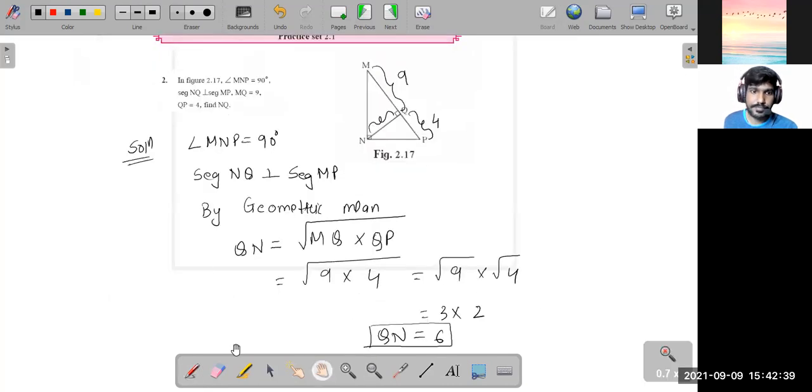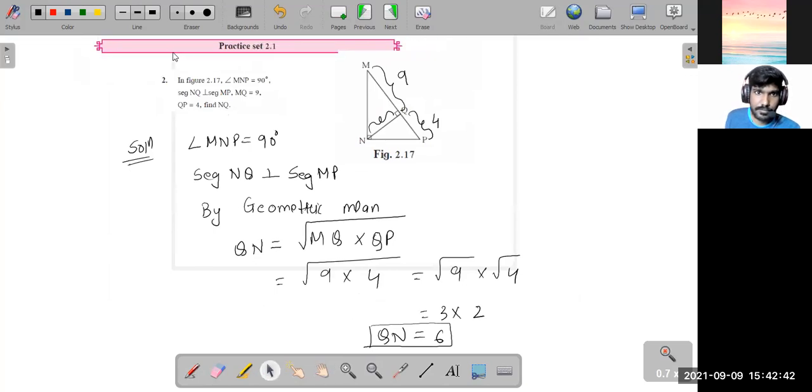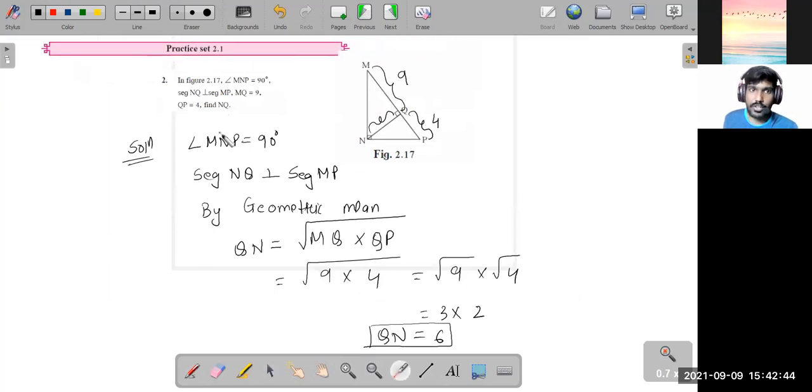Is this clear? 6 centimeter, right? No, that is not given. So you write it just 6 only. Write it down.